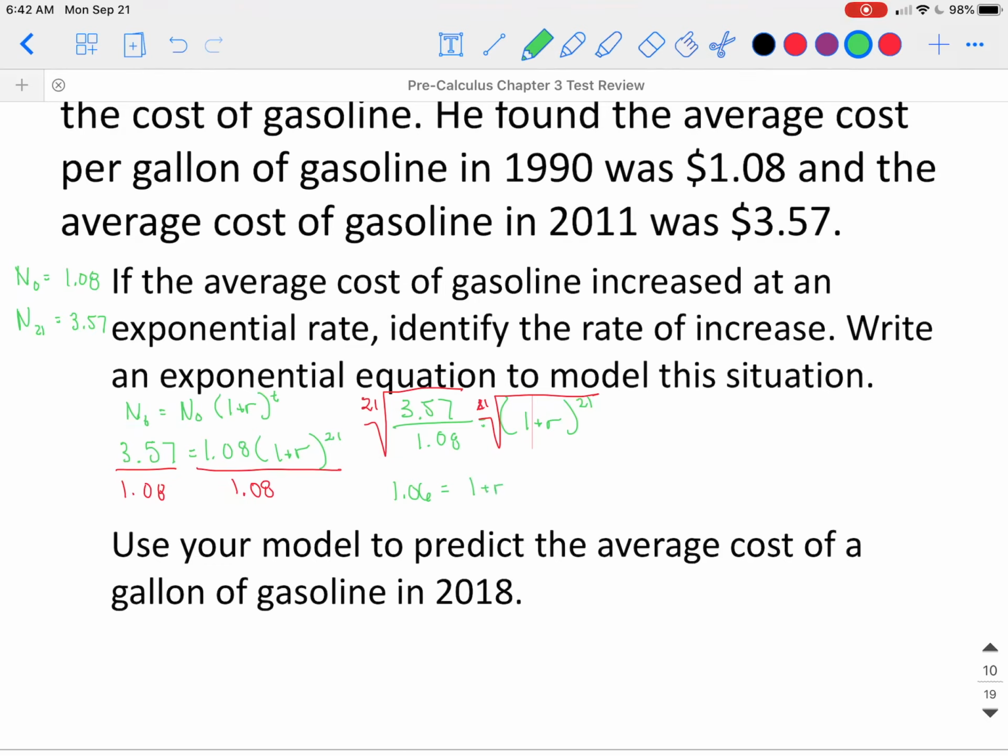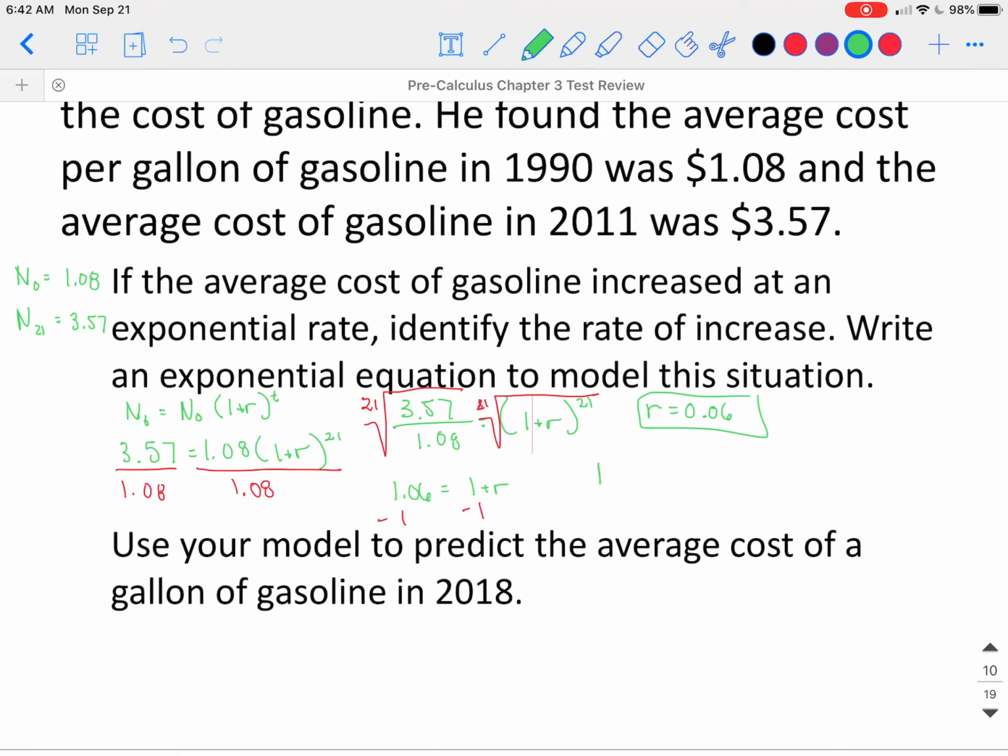If you take the 21st root of 3.57 divided by 1.8, you're going to get approximately 1.06. Is that equal to 1 plus r? To get the r by itself, we will subtract 1 from both sides, and you're going to get the r is equal to 0.06.